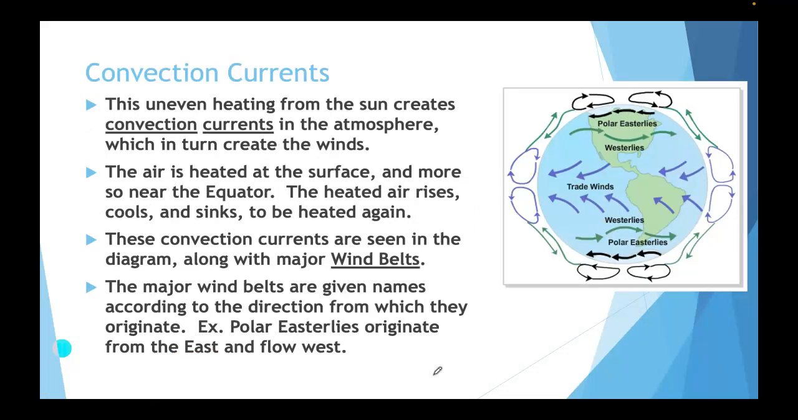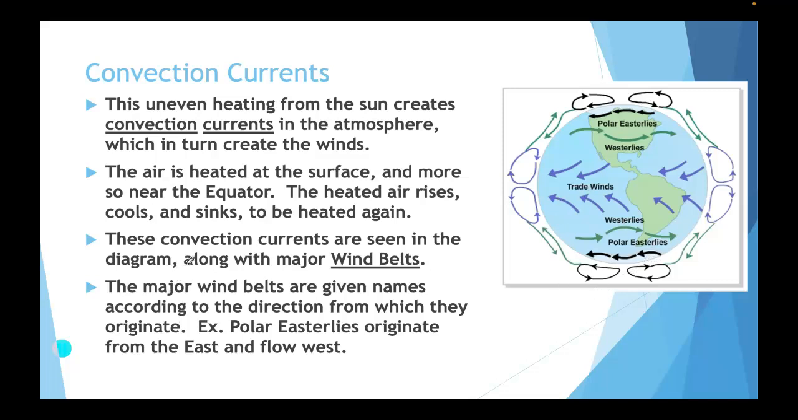All right, convection currents. So this uneven heating from the sun creates convection currents in the atmosphere, and that's what creates the winds that we feel. The air is heated at the surface, and more so near the equator. That heated air rises, cools, and sinks to be heated again. And these convection currents are seen in the diagram along with the major wind belts. So at the equator, we have these trade winds. We have westerlies in the middle, and then the polar easterlies, and it's the same in both hemispheres.